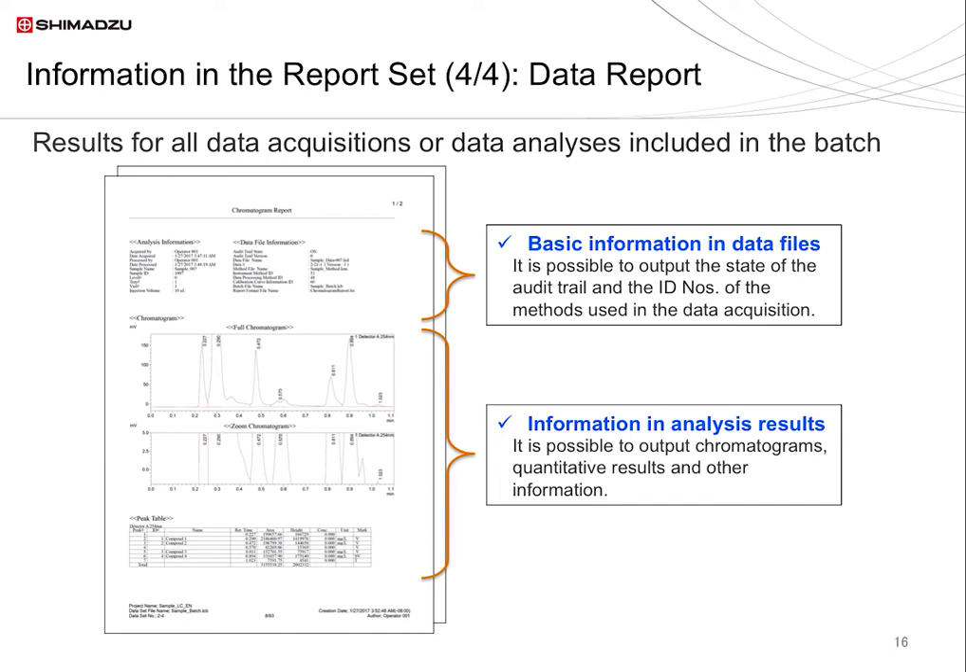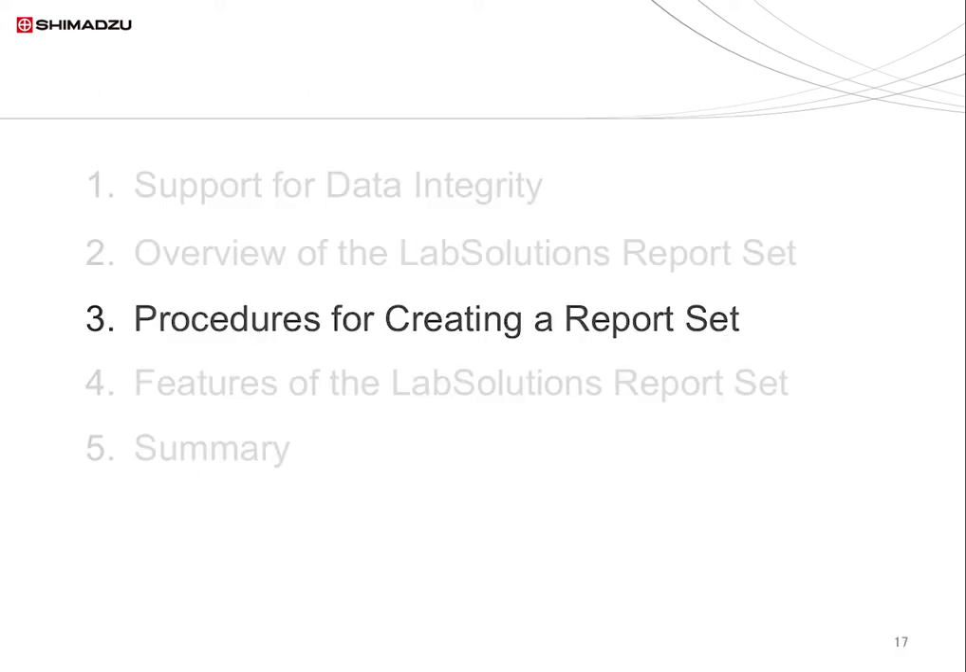These 4 types of information, referred to in this presentation as an analysis register, audit trail, method report, and analysis result report, are generated automatically and output as a single PDF file which can then be added to the database. These are the basic features of the report set. Now I will discuss the actual information that appears in a report set and explain the workflow of creating a report set.